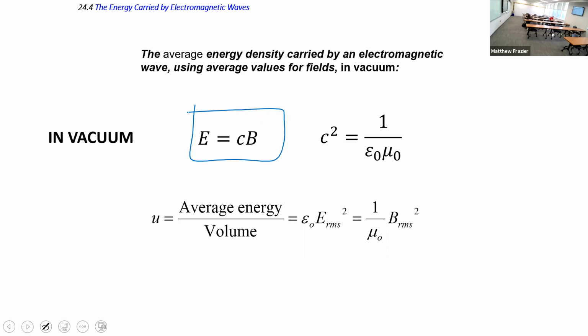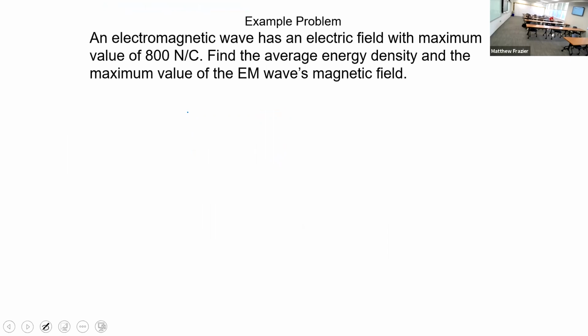So in general, you're always going to see things like the energy per unit volume is a function of the electric field squared. All right, example problem. We have a wave that has an electric field with a maximum value of 800 newtons per coulomb. And we want to find the average energy density and the maximum value of the magnetic field. All right, so that's not too terrible.